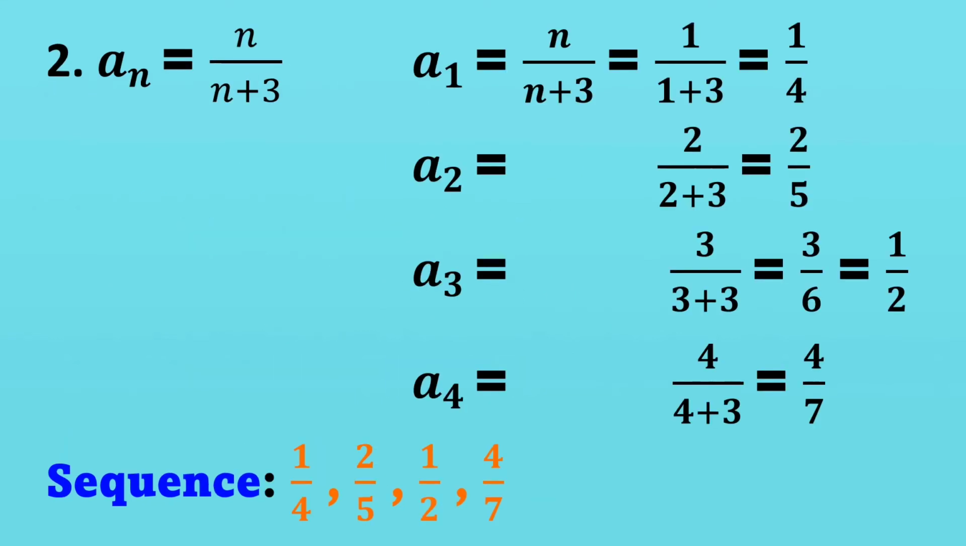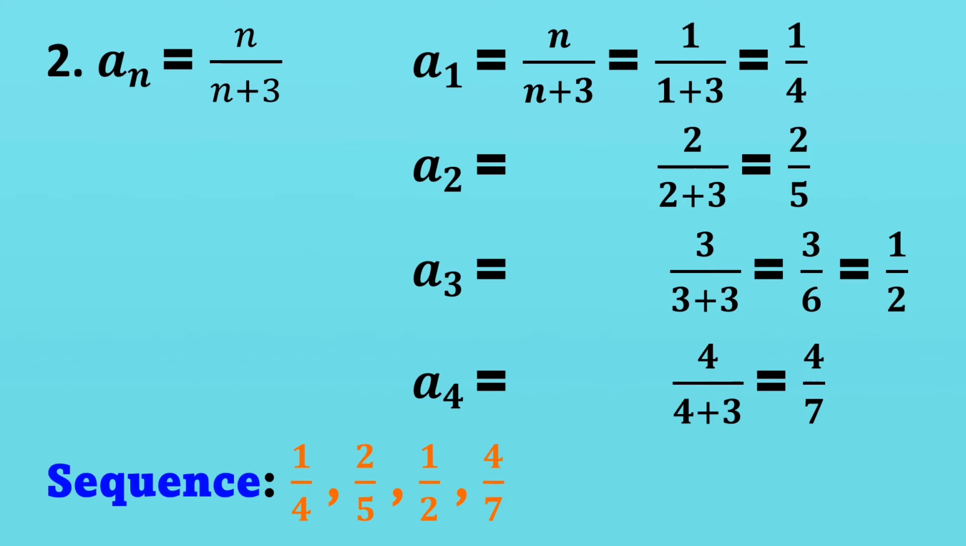Number 2, a sub n equals n all over n plus 3. To get a sub 1, we will substitute 1 for n. A sub 1 equals n all over n plus 3 equals 1 all over 1 plus 3 equals 1/4. A sub 2 equals 2 over 2 plus 3 equals 2/5.